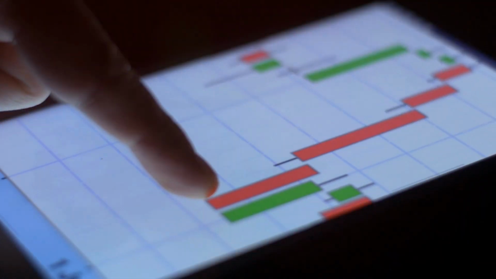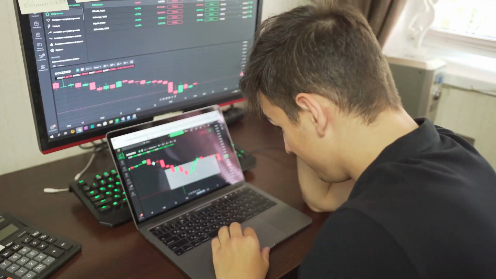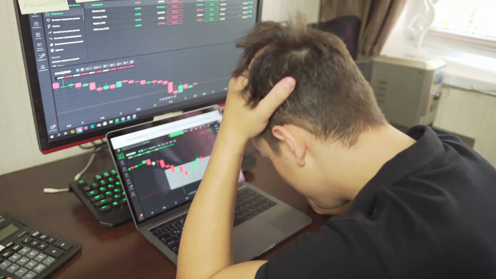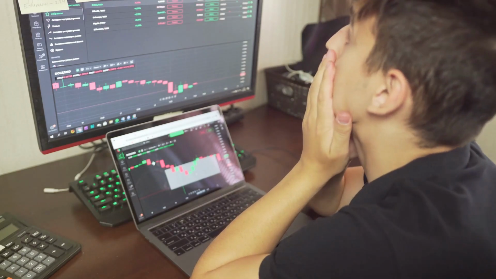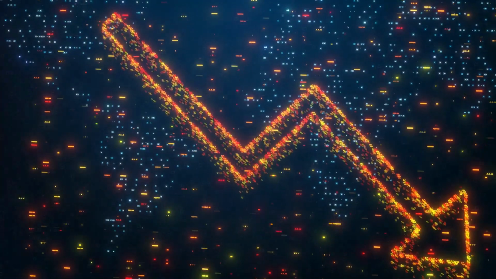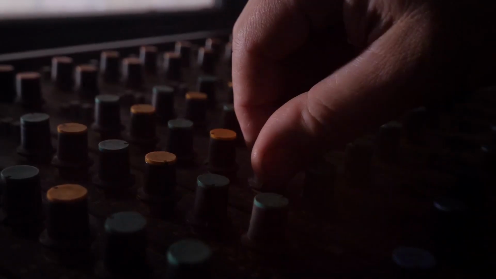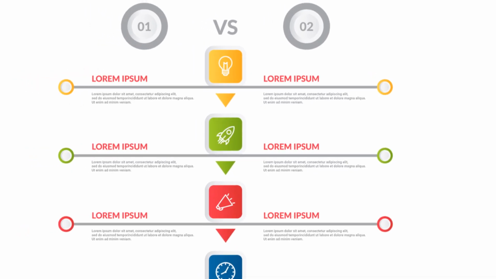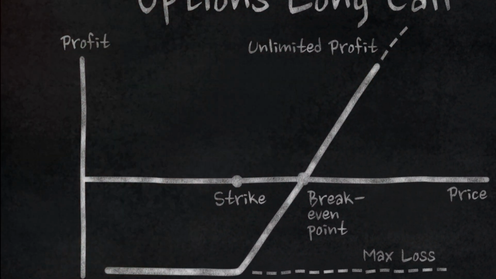A long put might have a delta of negative 0.25. The negative sign indicates that the premium decreases when the stock price goes up and increases when the stock price goes down. Considering a long put is a bearish trade, this bias makes sense. The larger the delta, the more sensitive an option is to changes in the underlying. Delta can fluctuate anywhere between 1.00 and negative 1.00.